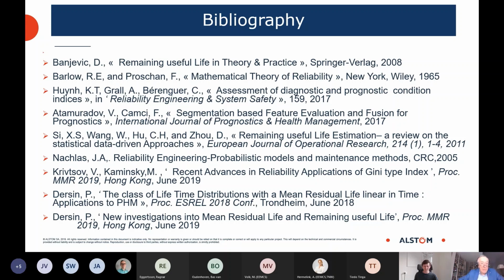There's this book by Baniewicz in Toronto, which I believe is maybe not known enough, Remaining Useful Life in Theory and Practice. It's more than 10 years old. It's still interesting. Of course, Barlow and Proschan is the ancestor. Recent work by Berenguer and his team, Atamuradov mentioned, survey of remaining useful life estimation methods. Krivtsov actually has the work on the Gini index, which is a way to measure the asymmetry in distributions, and there's some relevance to this.